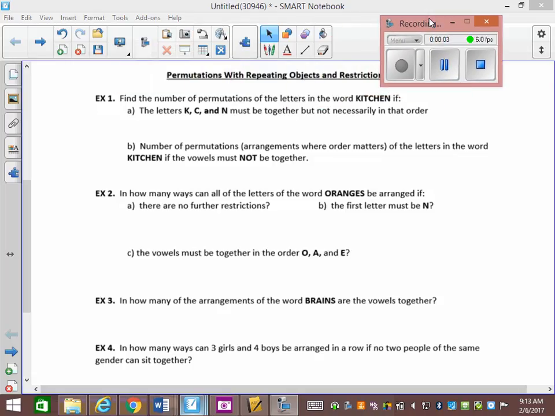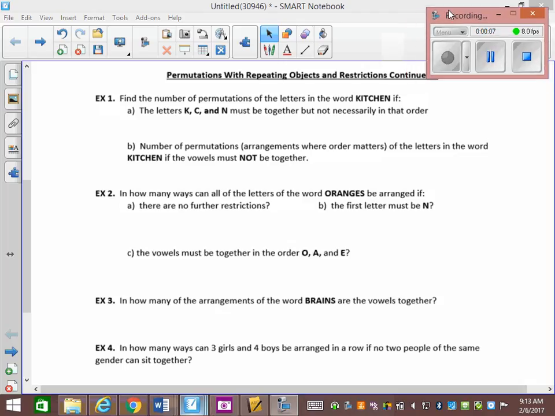Alrighty. So we have permutations, the last lesson on permutation, with repeating objects and restrictions continued. You want to pay close attention because this is where it gets a little, not tricky, but if you don't pay attention, you won't remember or notice what I'm doing. It's not like it's hard, you just have to learn it, if you haven't learned it before. All right. So example 1.